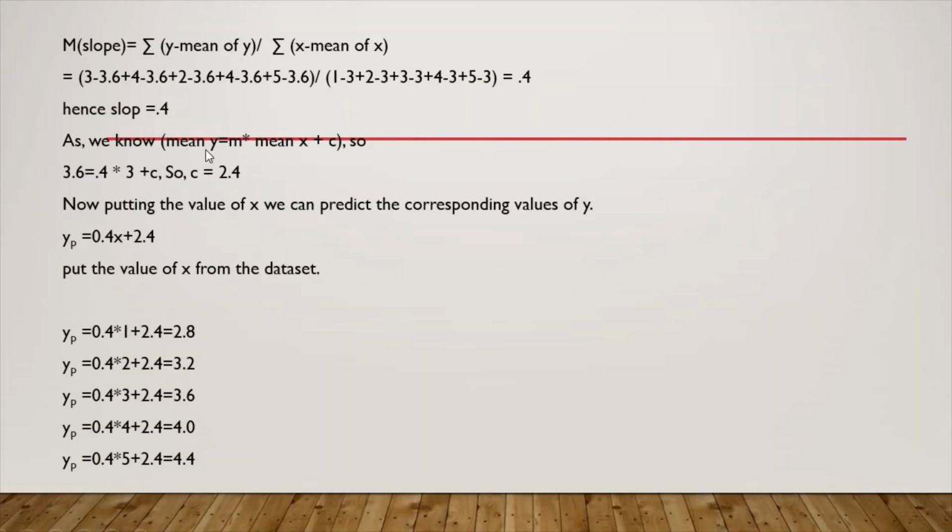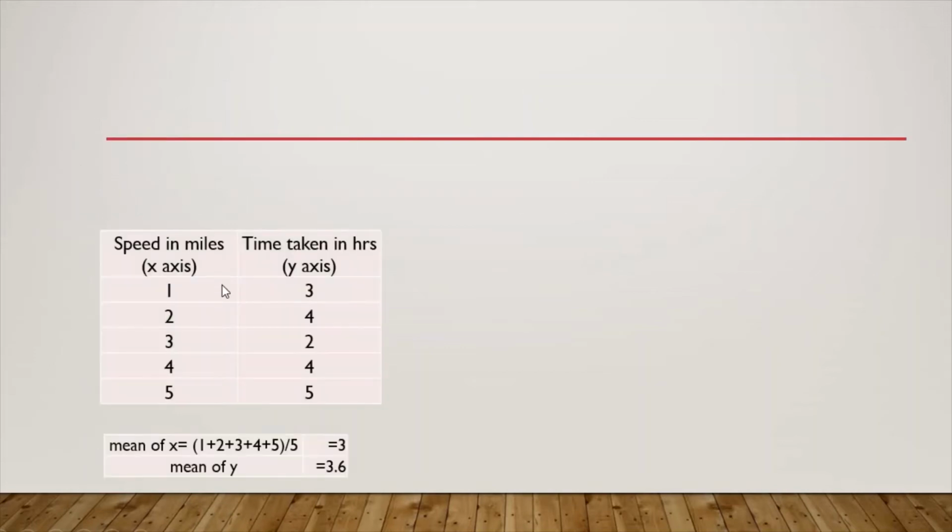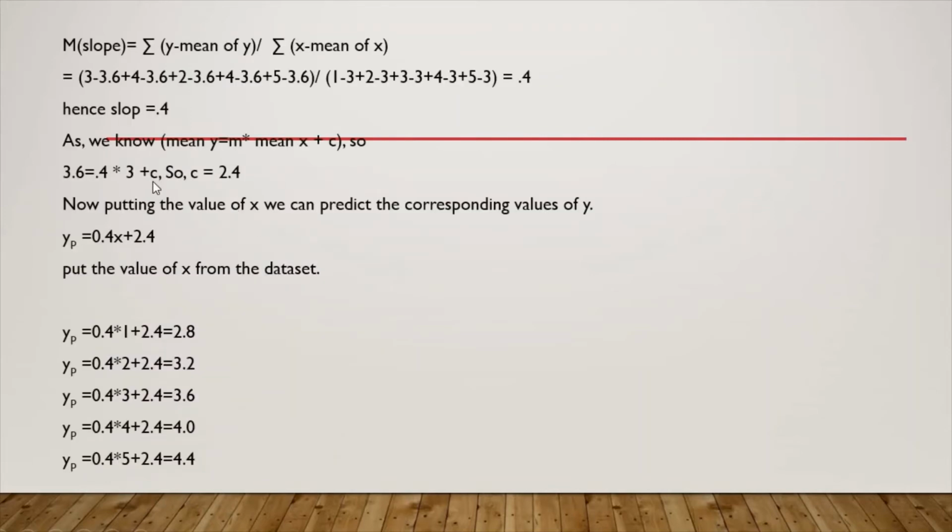Now we need to calculate the value of the intercept, that is c. By putting in this formula, mean of y is equal to slope multiplied by mean of x plus c. So we put the value of the mean of y here, and the value of the slope that we have just calculated, multiplied by 3, which is just the mean of x, plus c. In this way we get the value of the intercept, that is 2.4.